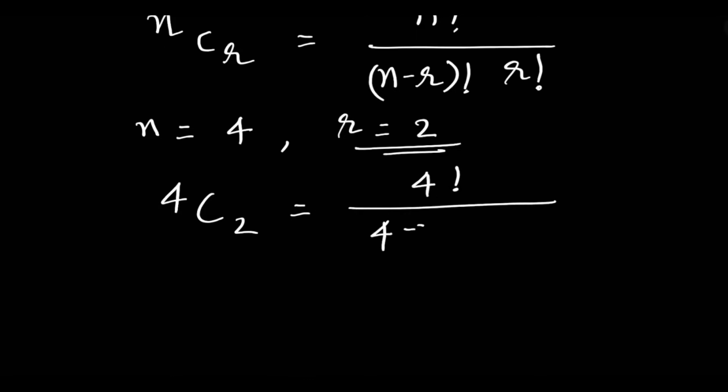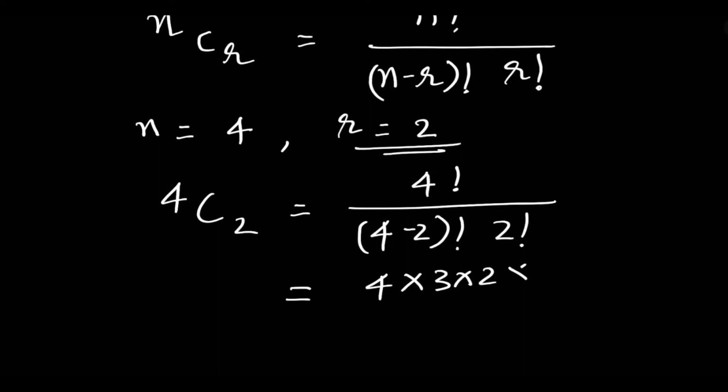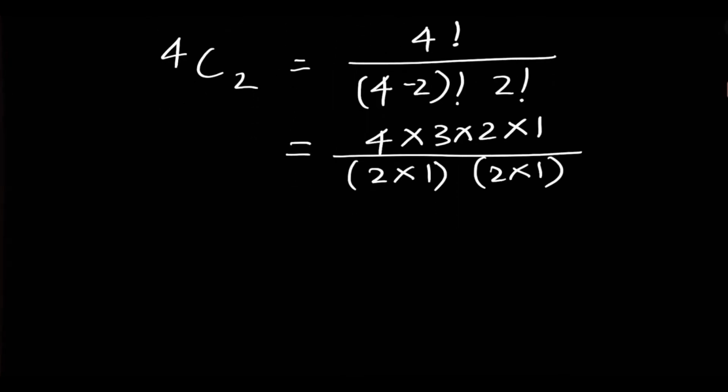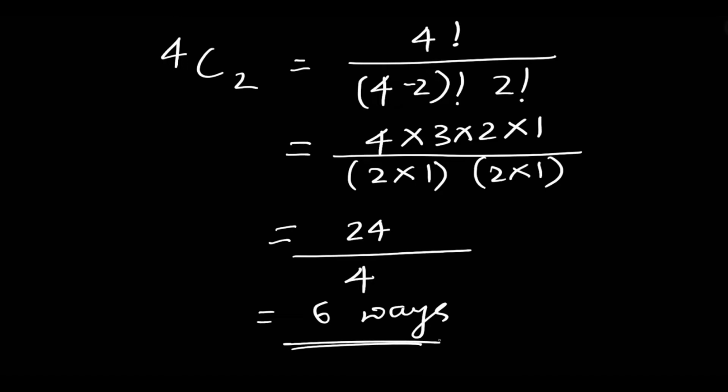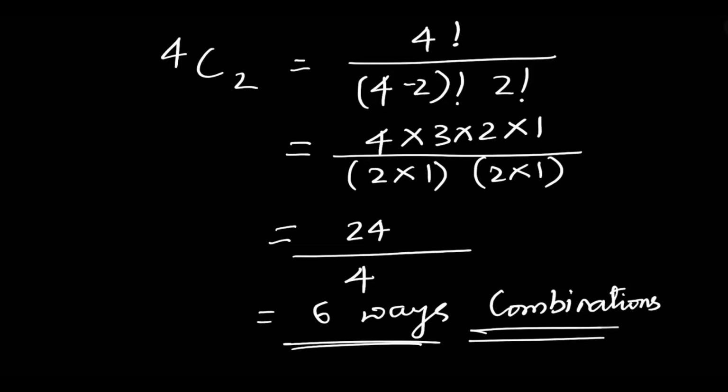That's nothing but 4 into 3 into 2 into 1 divided by 4 minus 2, which is 2 factorial, 2 into 1, and here again 2 into 1. So what does this reduce to? 24 divided by 4, which is equal to 6 ways. So you have 6 combinations you can make, 6 combinations of players, considering 2 in each team.